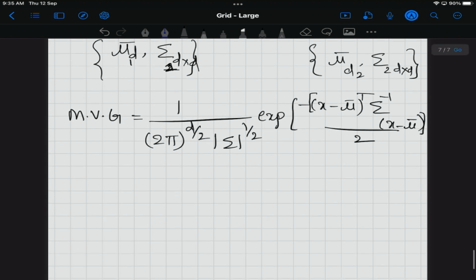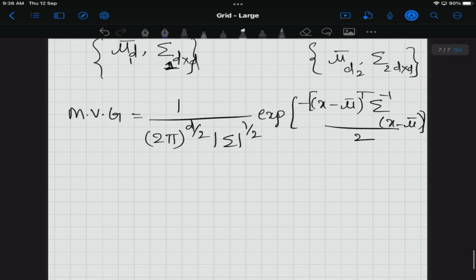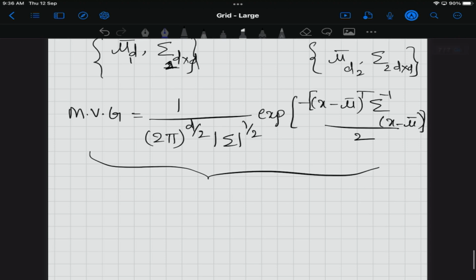Fine, this is fine. This is your distribution function for your d-dimensional case, right? So now, can you tell me when this will exist? When can I actually fit a multivariate Gaussian on a particular data set? When is this defined? This expression has the term sigma inverse. If your sigma inverse doesn't exist, then you can't define your multivariate Gaussian on a particular data set.